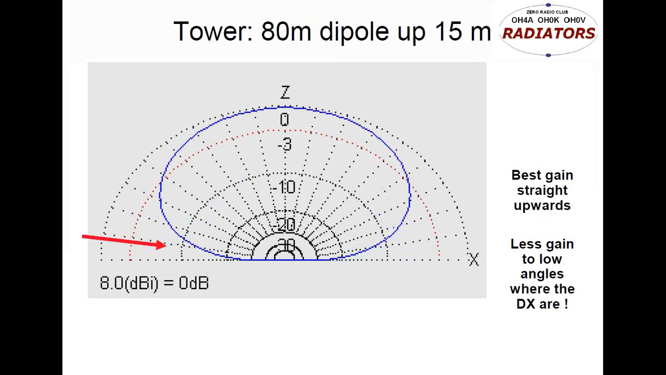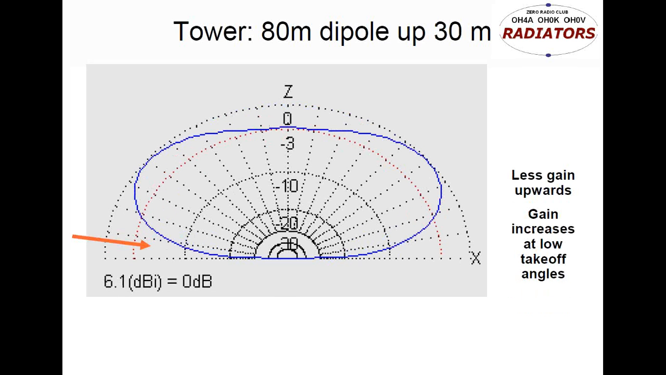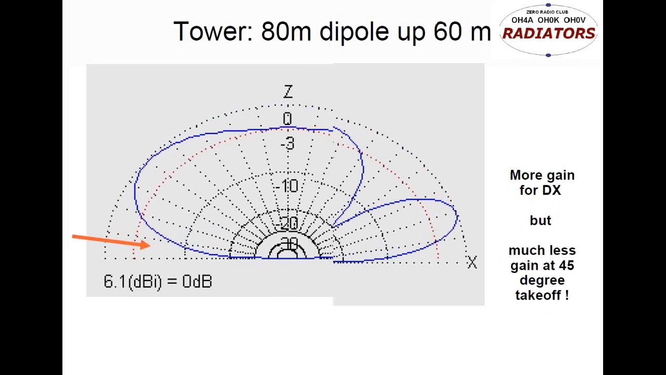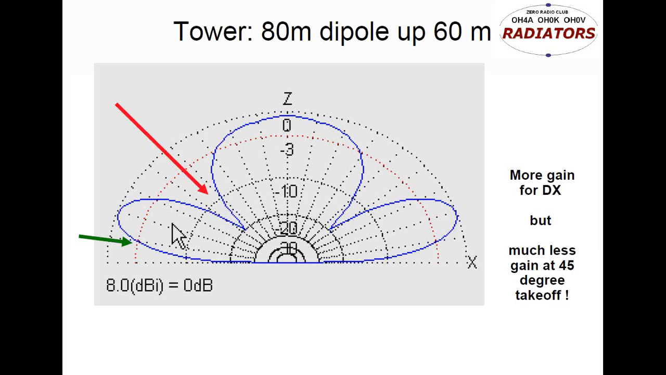Then let's go to 80 meters. This kind of dipole up 15 meters is basically radiating upwards. Then if we raise it a little bit, it will be better for DX. And then going to 60 meters, it's going to be even better for DX. But now you can see that there is this same problem again with incoming angles of about 45 degrees plus or minus something.